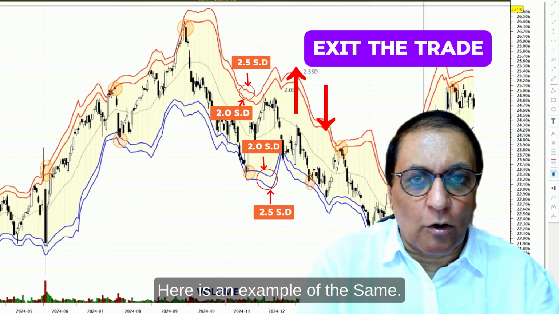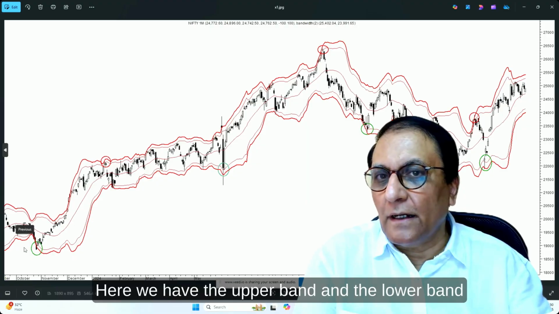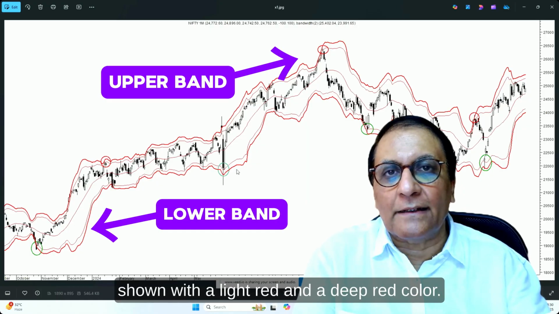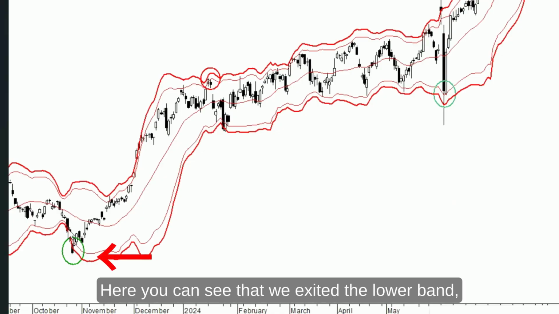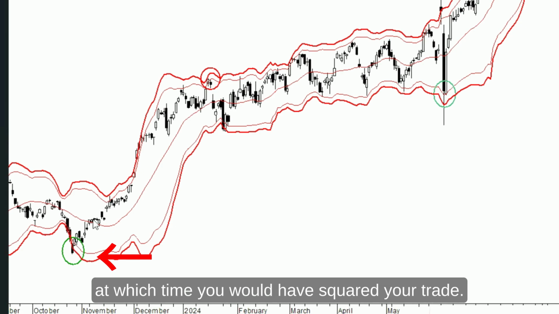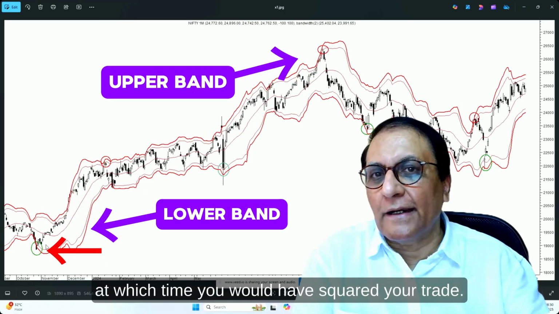Here is an example of the same. Now take a look at this. Here we have the upper band and the lower band shown with a light red and a deep red color. Here you can see that the price exited the lower band, went below the 2.5 SD and re-entered, at which time you would have squared your trade.